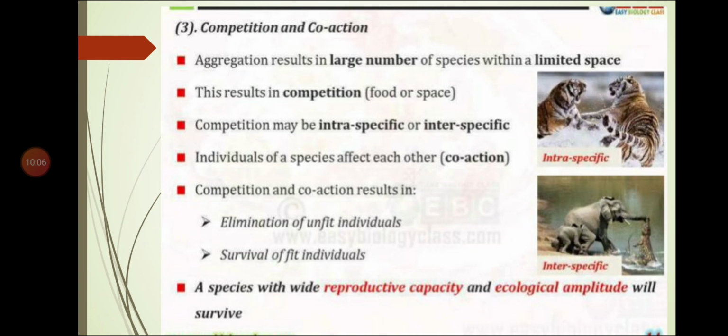Individuals of the species affect each other, and that is known as coaction. Competition and coaction both result in elimination of unfit individuals and survival of fit individuals. That means all those individuals which are unfit for survival will be eliminated, and all the individuals that are fit will survive. A species with wide reproductive capacity and ecological amplitude will survive.